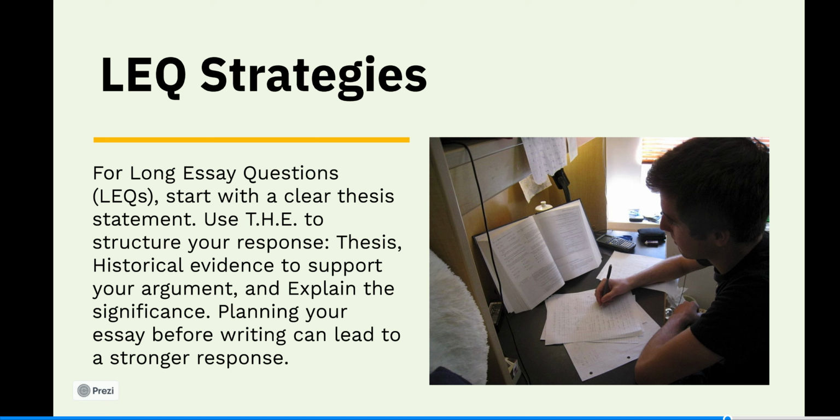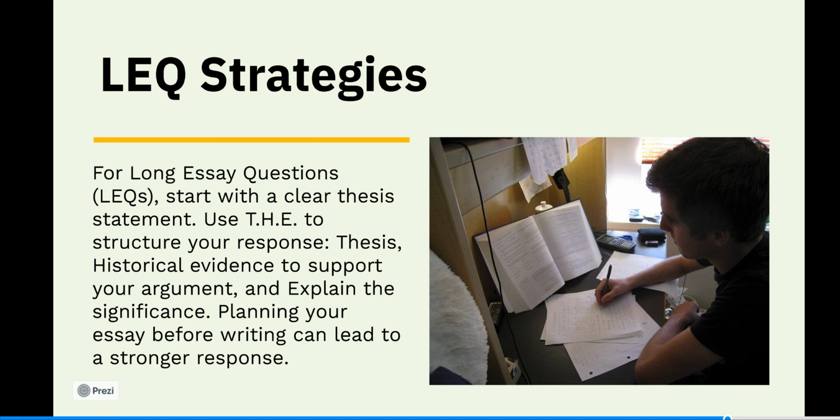Make sure that you set up a thesis, that you're giving historical evidence, and you explain the connection. So the model is very much so like the ACE. You make your assertion or plant your thesis. Give your citations, so your historical evidence, and then explain.